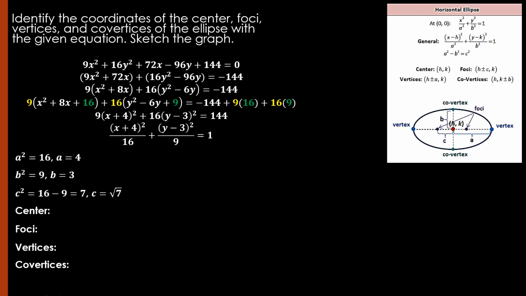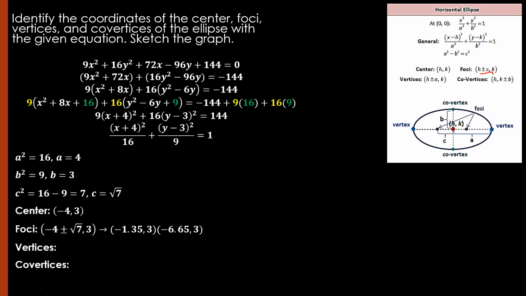So, having these values for a, b, c, we can now identify the parts of the ellipse. For the center, we have the h, k, which is negative 4 and 3. For the foci, we will use the formula here. So, h plus minus c. So, the h is negative 4 and c is square root of 7. So, we have negative 4 plus minus square root of 7 and then 3.